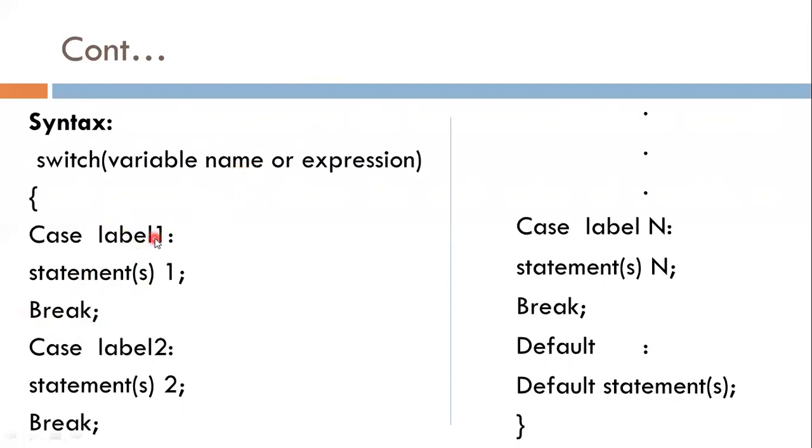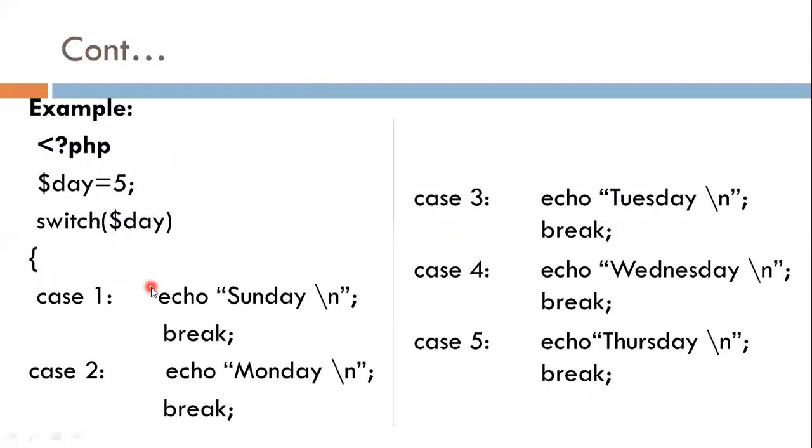Suppose first the value of the variable is not matched with label 1, then it compares with label 2. Suppose the match is found here, then this statement is executed and then the break statement is executed. So after execution of statement 2, it need not check the other cases. If none of the labels match, then at last the default statement is executed.